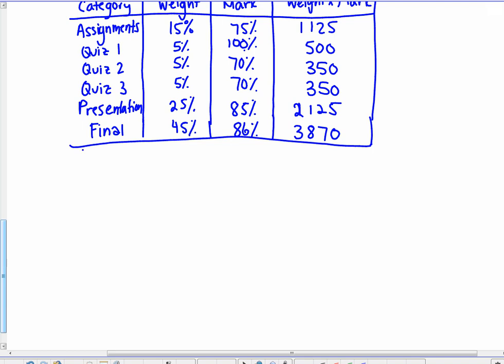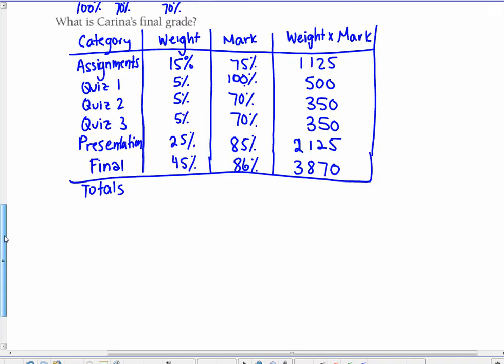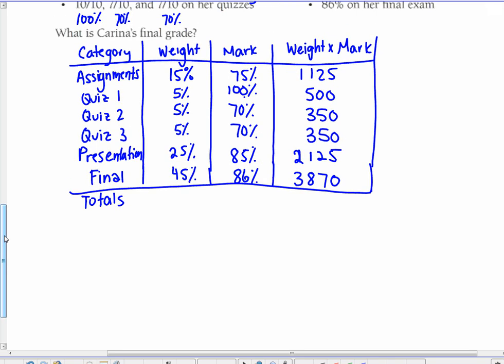Okay, so last, your totals. The weighting should always equal 100%. Does 15 plus 5 plus 5 plus 5 plus 25 plus 45 add to 100? 40, 50, 60, 70, and then 30 and 30, that's 100%. So our weighting here is 100. That's good, that's 100% of our mark. We don't want to have anything missing.